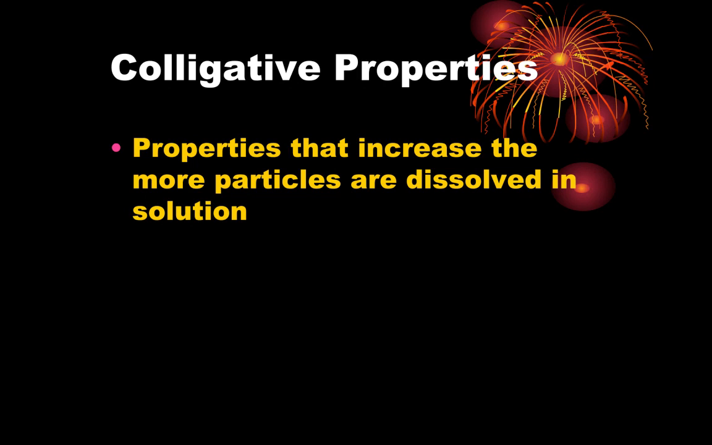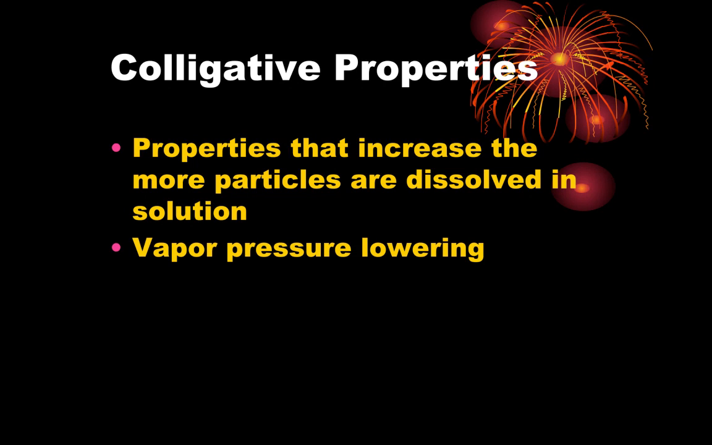The next thing is called colligative properties. Essentially, these are things that as the molarity of a solution goes up, you get more of these things. So the first one is vapor pressure lowering. And essentially what this means is as you dissolve more particles into the liquid, it reduces the rate of evaporation, so you have less of it turning into a vapor above the liquid.